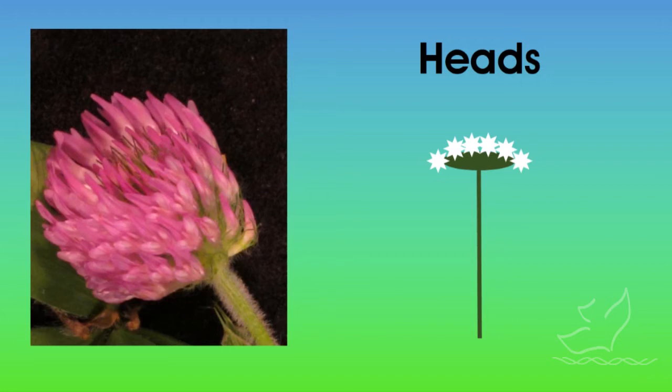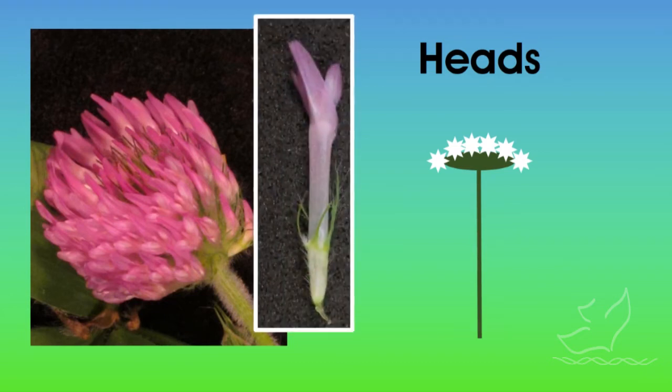So here you see this head of clover, and if we pull out a single flower, you see what the flower looks like. So you can realize that there are many, many flowers in that head, tightly bunched together, radiating from basically one single point.